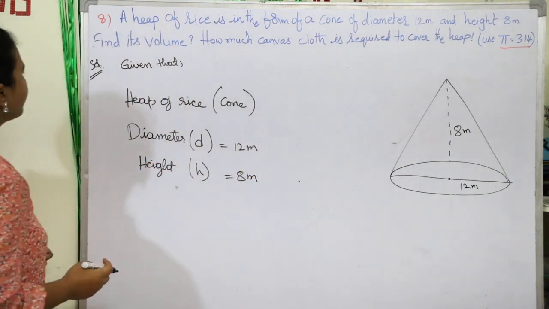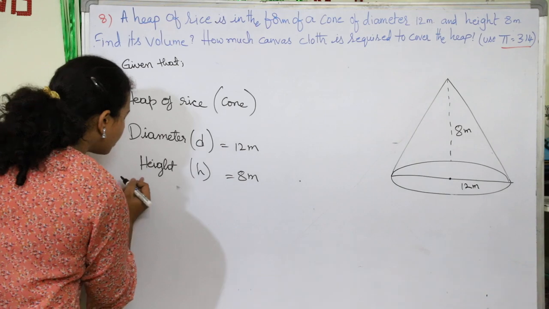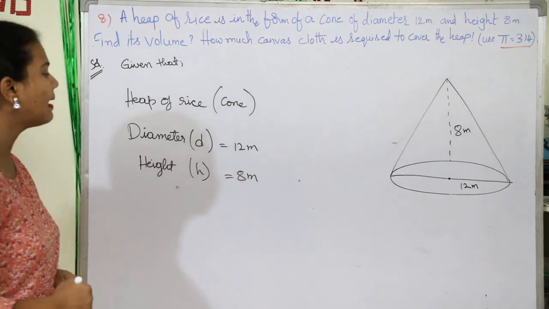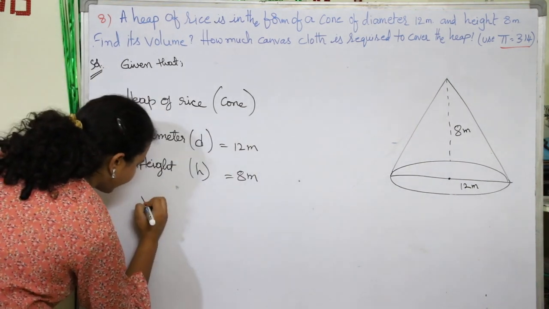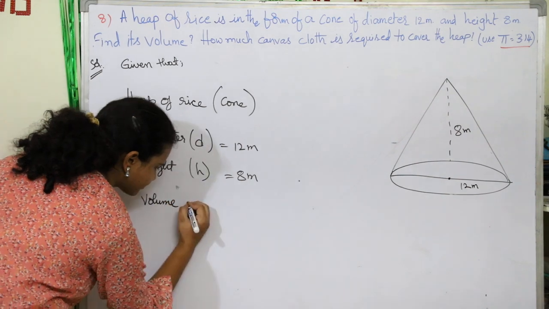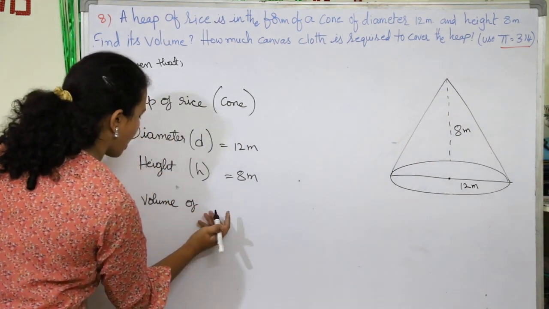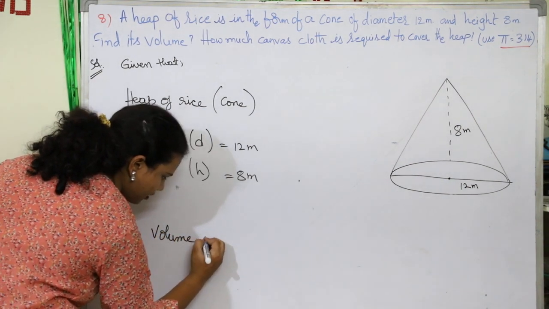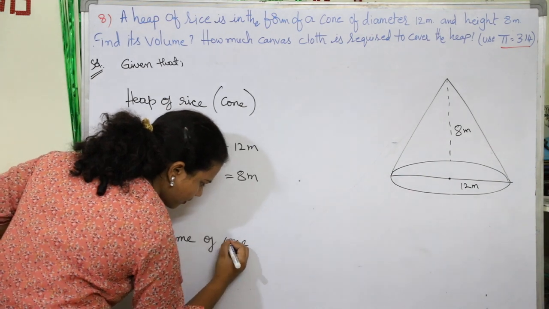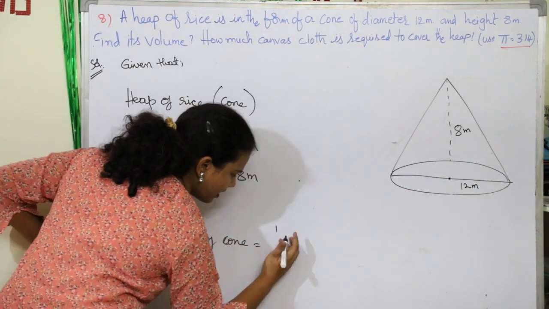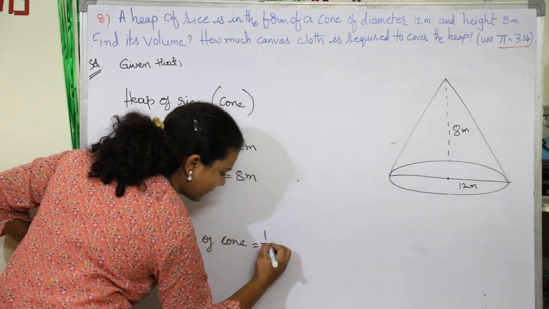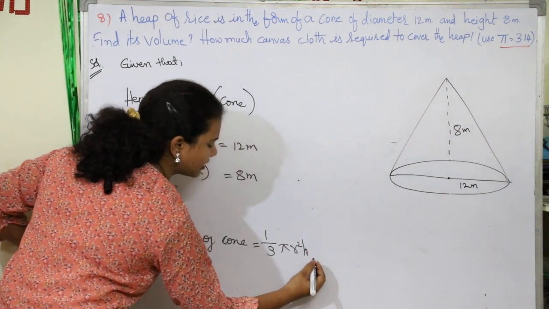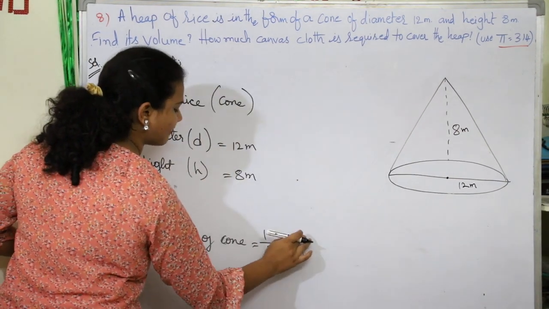So to find the volume, firstly, let me write down the volume of this cone. You have a formula for this where volume of cone equals 1 by 3 pi r square h. So let me write down volume of cone equals, you have a formula 1 by 3 pi r square h. So it's nothing but here just substitute the values.